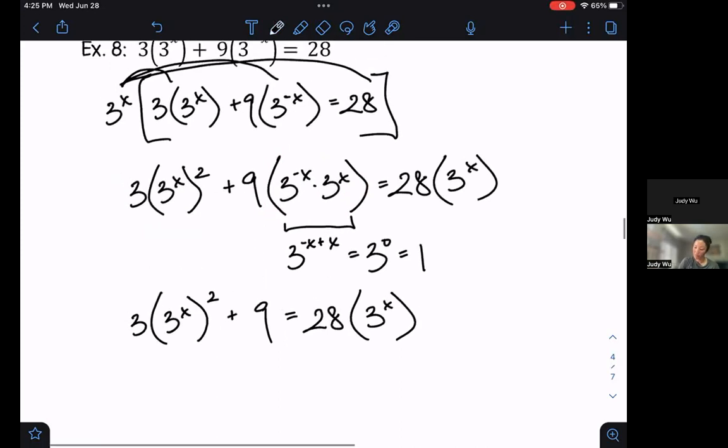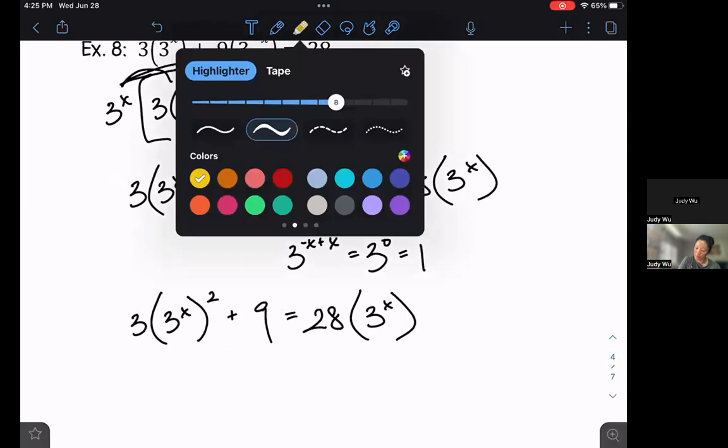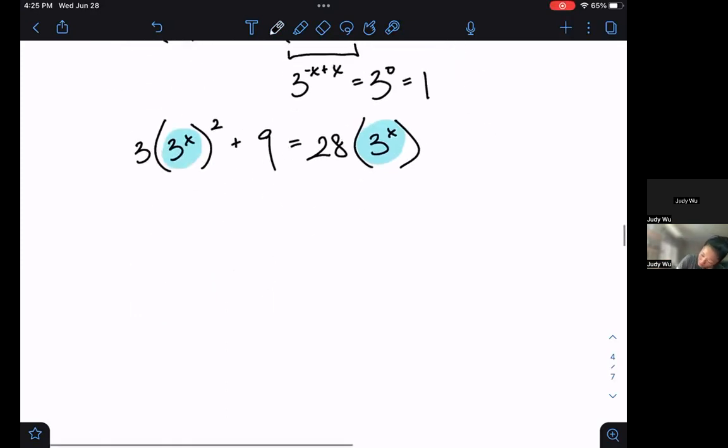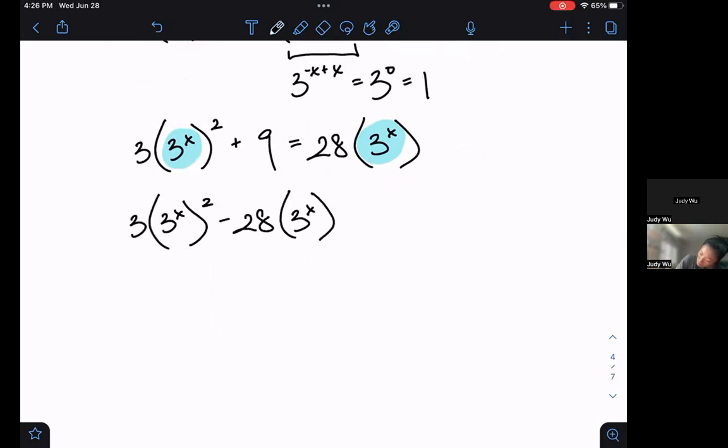And so I'm going to bring back that light blue blob from the previous problem. Let's look at this for a moment. 3 to the x, 3 to the x, and I see this squared. So I'm going to do what I did in the last problem. I'm going to move all the terms to one side, set it equal to 0, make a u substitution, and then factor. So 3 times 3 to the x squared minus 28 times 3 to the x plus 9 equals 0.